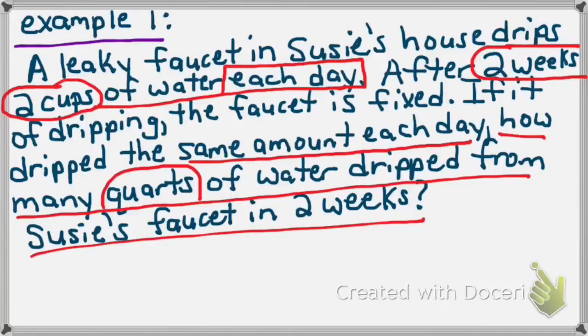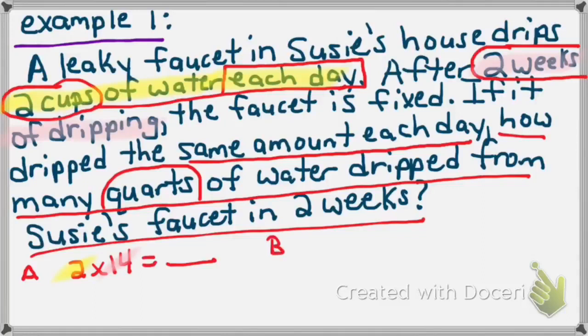Okay, what are we going to need to solve this problem? Well, we're going to do step A. For step A, we're going to say 2 for the 2 cups times 14. So the 2 comes from the 2 cups of water each day, and the 14 comes from the 2 weeks of dripping, because we know that 2 weeks equals 14 days. And that makes sense, right? Because there's 7 days in 1 week, so 7 times 2 is 14. Okay, so that's step A of the problem.